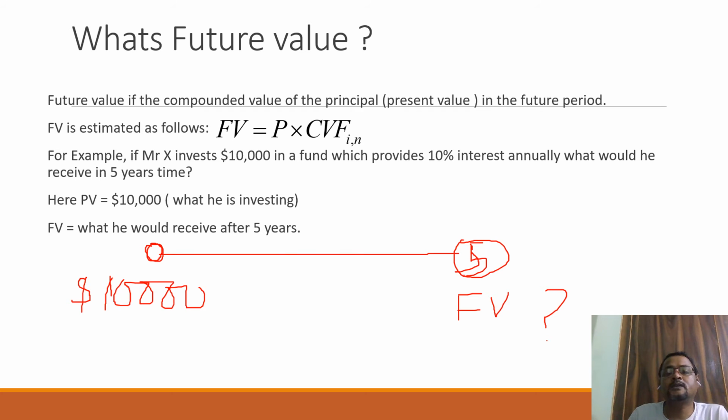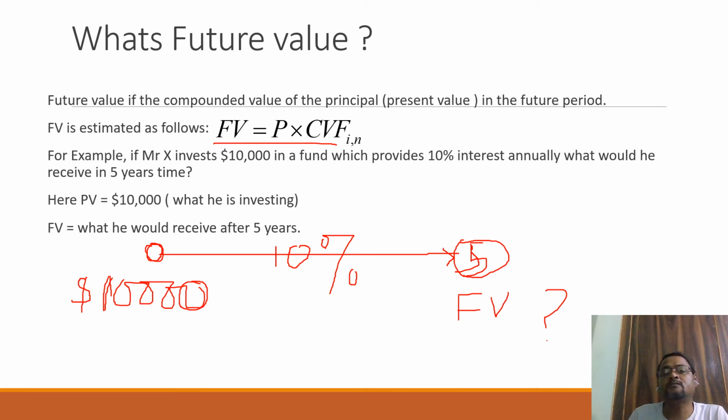If you can invest it in a bank or a fixed deposit at the rate of 10%, what is the total amount that you expect to receive in 5 years? You don't know. We have to calculate. So that's the future value. Present value is that amount of money which you have now. Future value you need to calculate with this formula.